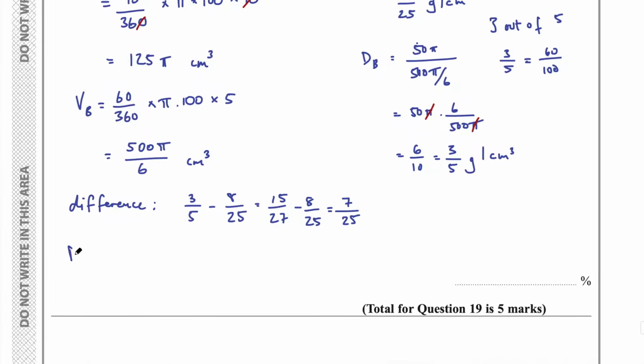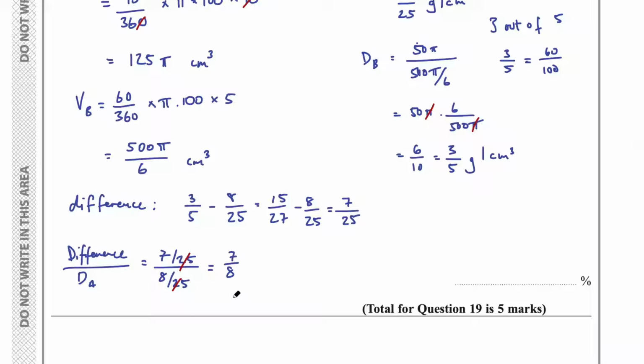So this is going to be the difference out of the density of A, and that will give me the percentage. So the difference was 7 on 25 divided by 8 on 25. And if you have the same denominator in each fraction, you can just cancel those out, or think of it as flipping and multiplying the two fractions. Either way, those 25s disappear and I'm just left with 7 over 8.